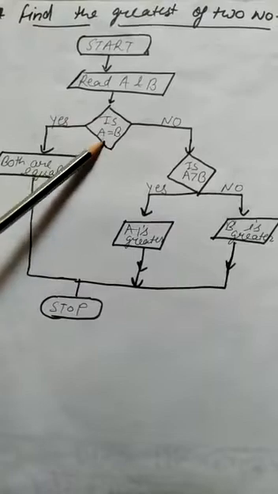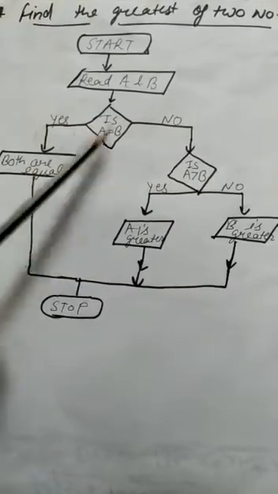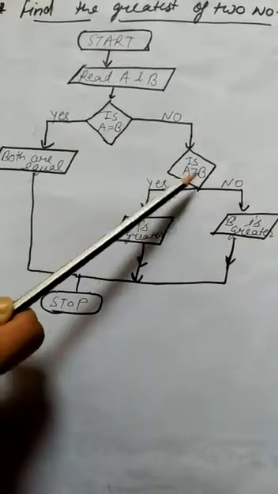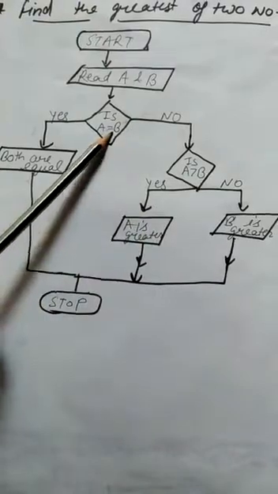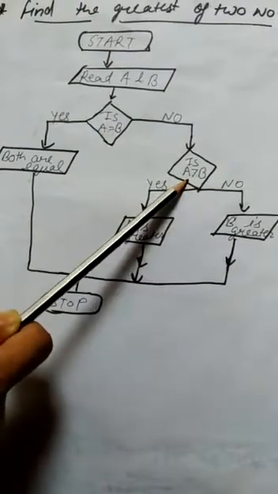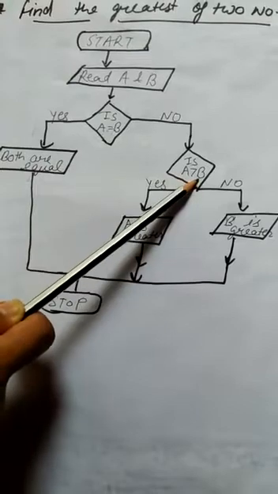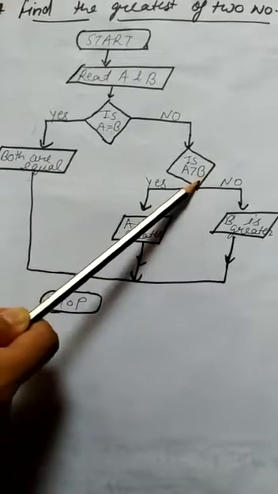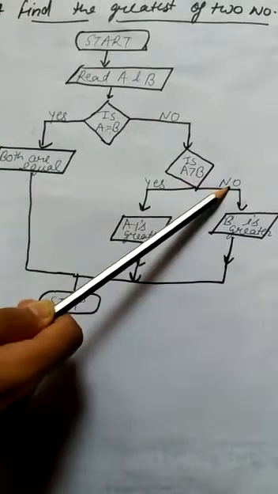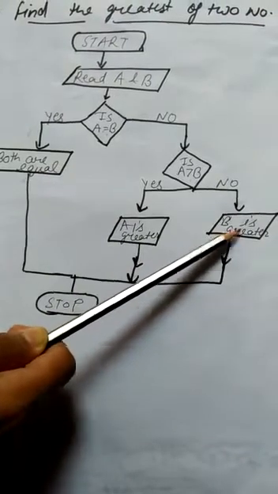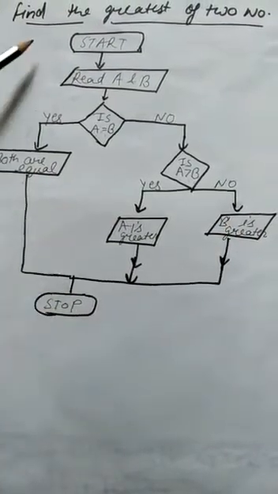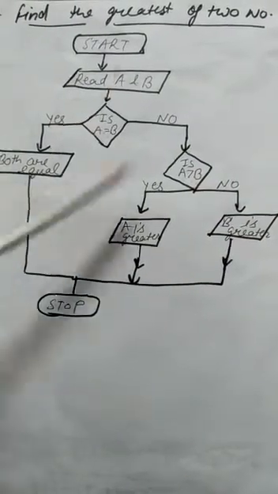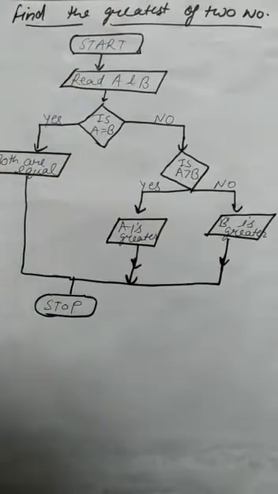But if this condition is not satisfied, meaning the condition is wrong, it will go to the no part, and in the no part it will again check which is greater. If they are not equal, which one is greater? That's why we will check this under the conditional box: is A greater than B? If this condition is true, it will print A is greater, and if this condition is false, it means no, so B will be greater, and finally it will stop. This way the flowchart works between two numbers to find the greatest one.